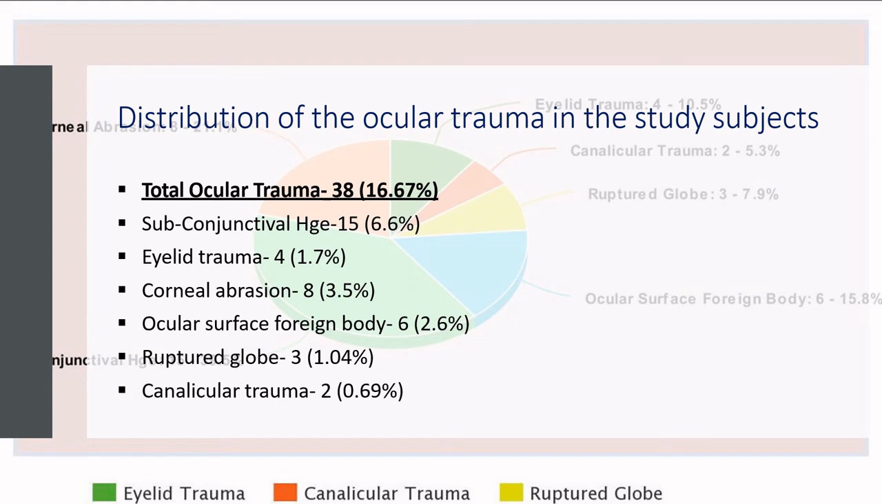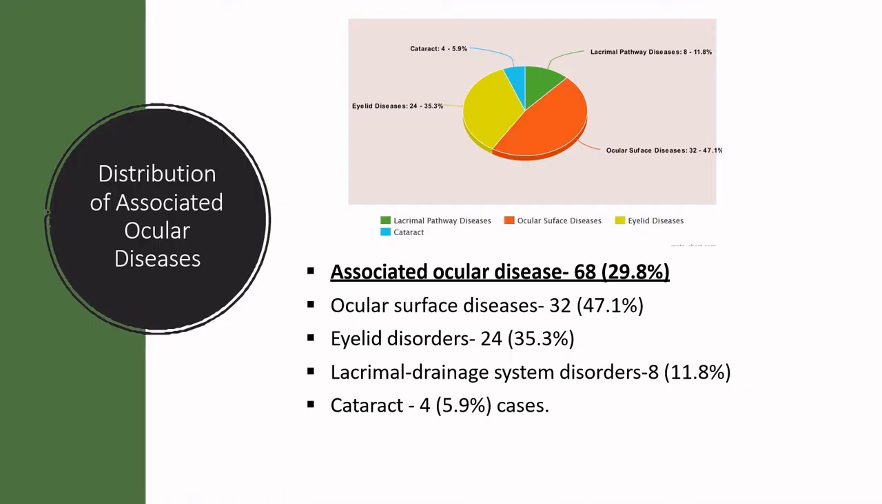Among the study subjects, 38 children presented with different patterns of ocular trauma. Subconjunctival hemorrhage was found in 6.6% of the children. Aneurysm was found in 1.7% of the children. Corneal abrasion was noted in 3.5% of the study subjects. Ocular surface foreign body was extracted from 2.6% of the children. Ruptured globe was diagnosed in 1.04% of the study subjects, and corneal trauma was evaluated in only 2 children.